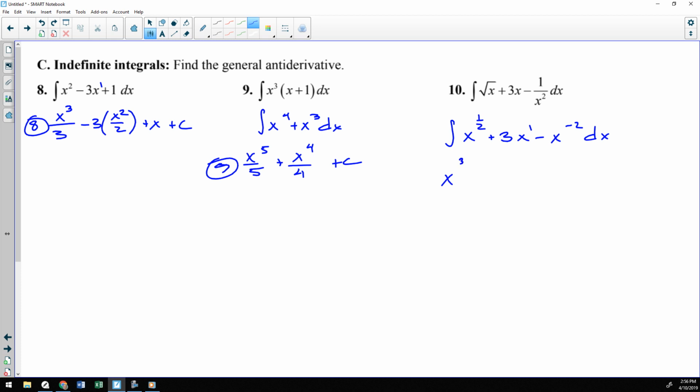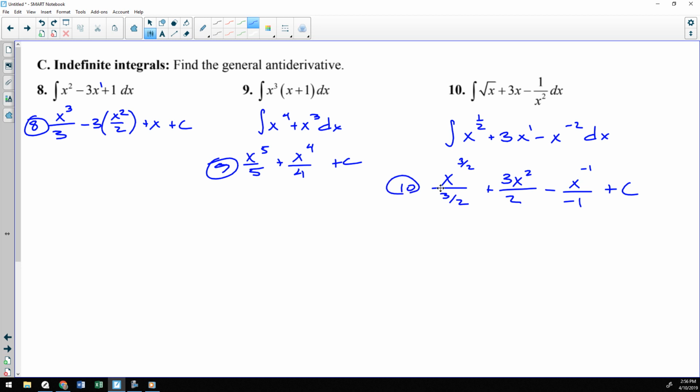So 1/2 plus 1 is 3/2. Divide by 3/2. Plus x to the 1 plus 1 is x squared. Divide by 2. And that 3 just comes along for the ride. Minus negative 2 plus 1 is negative 1, and we will divide by negative 1. Plus c. I'm okay if you stop here. If you want to circle that and just move on, you can.